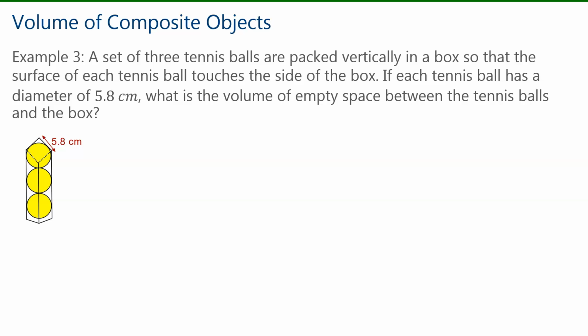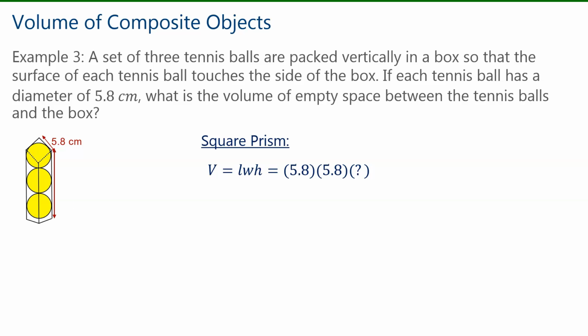Now let's start with the box that the 3 tennis balls are packed in, which is a square prism, since both the length and width of the box is 5.8. So now the volume of a prism is length times width times height. So like I said, the length and width are both 5.8, but what is the height of the box? Well, let's figure that out.